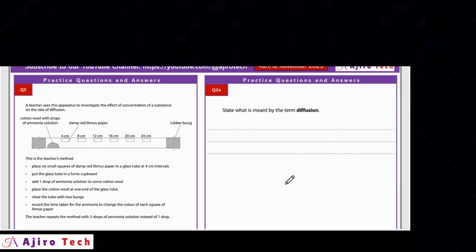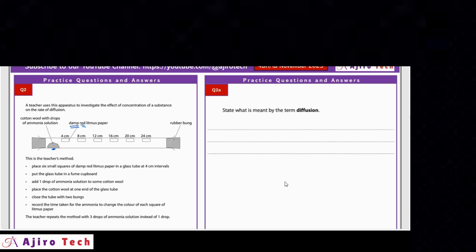Cotton wool with drops of ammonia solution, and you can see the cotton wool here. Then there are damp red litmus paper. Damp red litmus paper means that litmus paper has been soaked in water, and the type of litmus paper is red litmus paper. We have red litmus paper in this investigation, and this is a long tube.